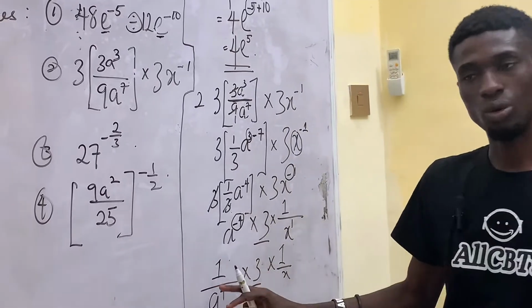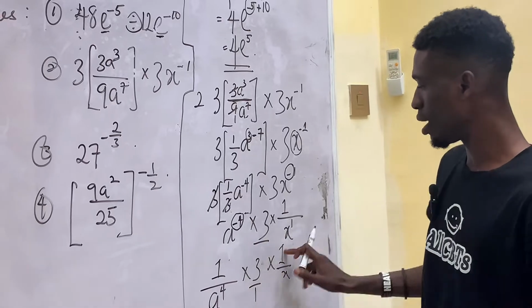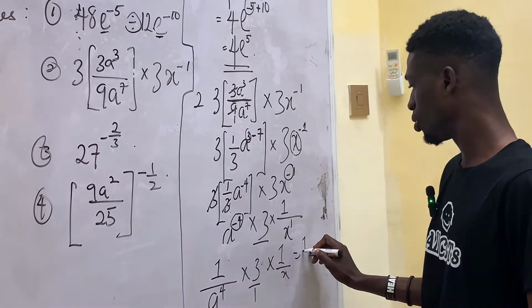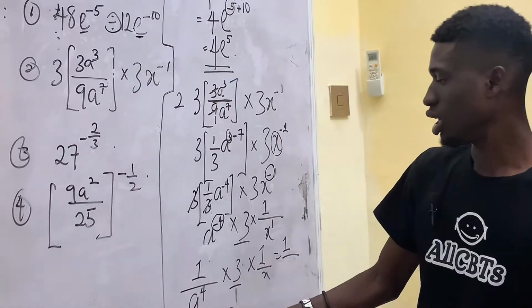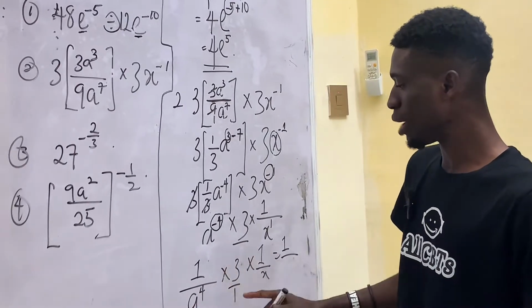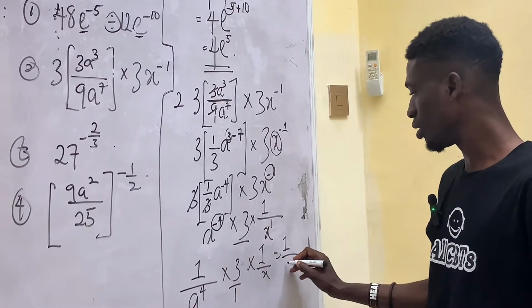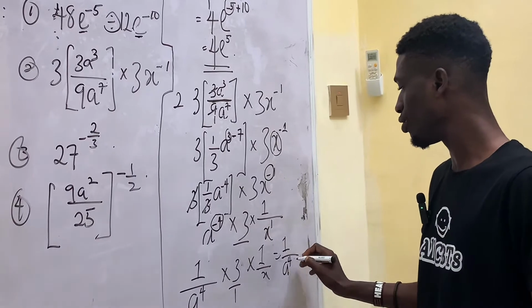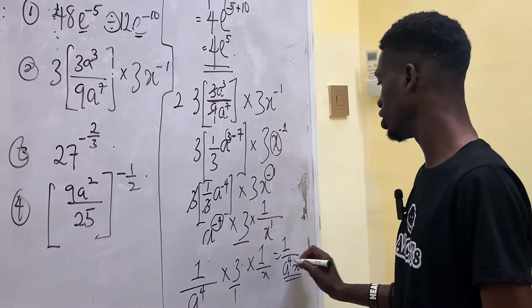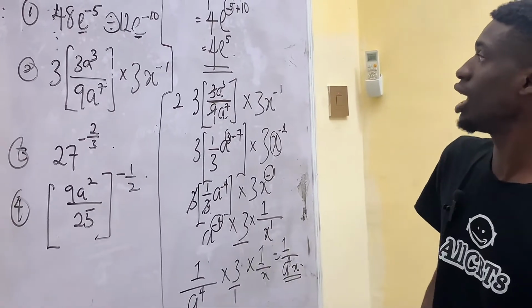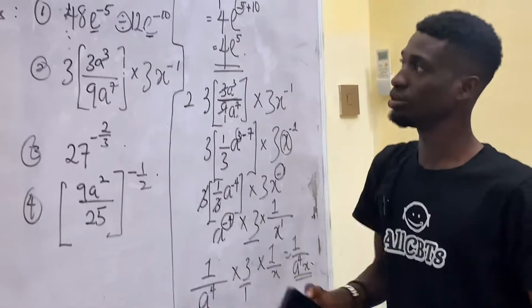So 1 multiplied by 3 multiplied by 1, I'm going to have it as 1 all on a raised to power 4 multiplied by 1 multiplied by x. I'm going to have it as a raised to power 4x. That's the solution to this answer. Now, let's move.